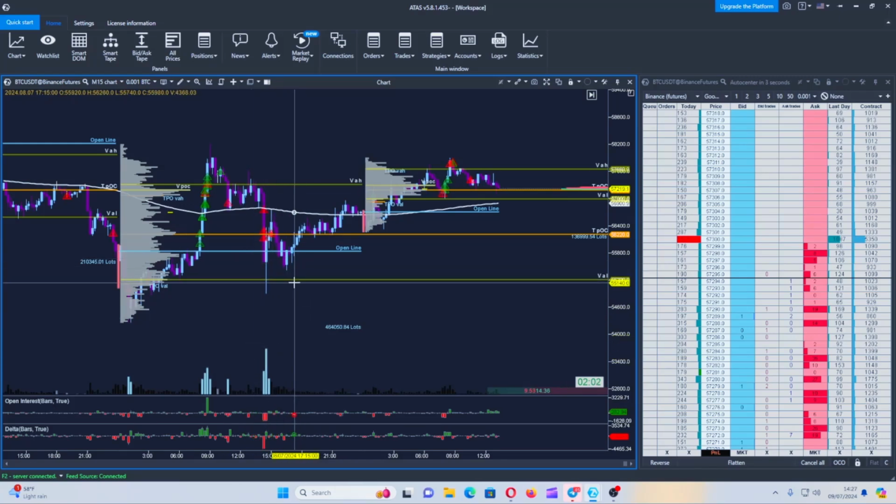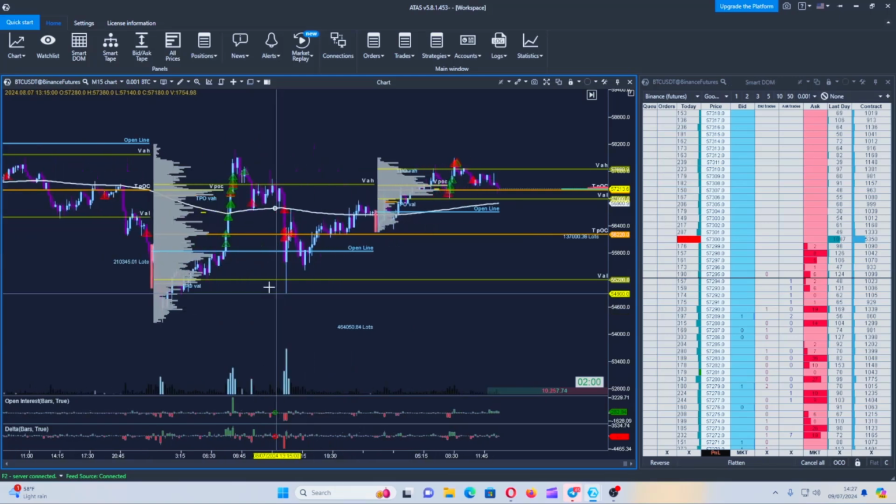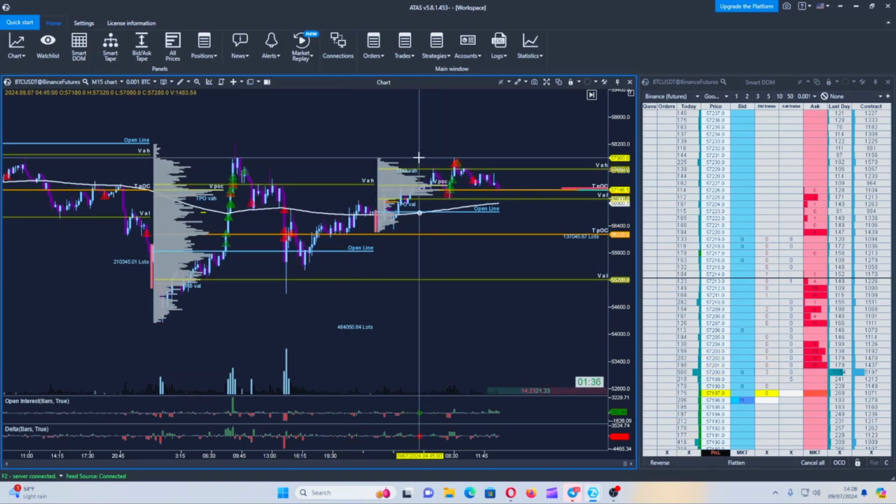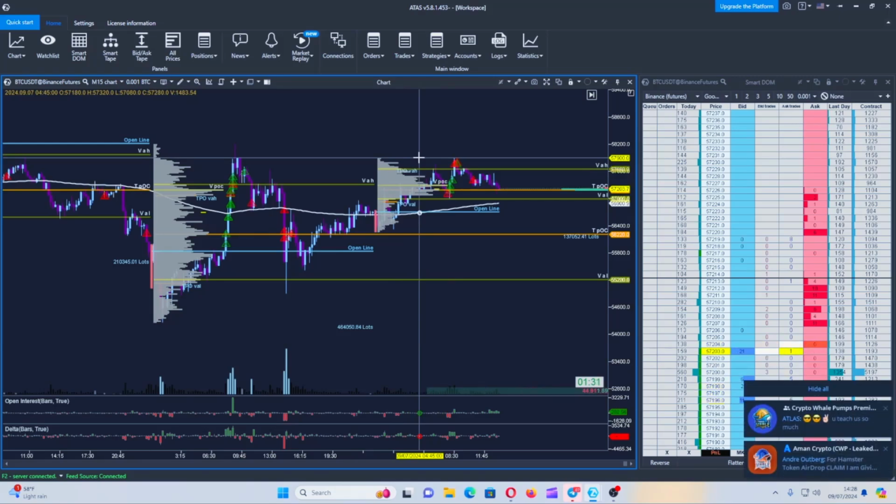We came all the way back down to the value area low here. We then pushed up back into that big sell zone there. It got rejected again, came back down to that same area where the volume is here, at the value area low, at the open line, and then pushed off, and is now back at that same area where it tried to push previously the day before. We're at that area there now.